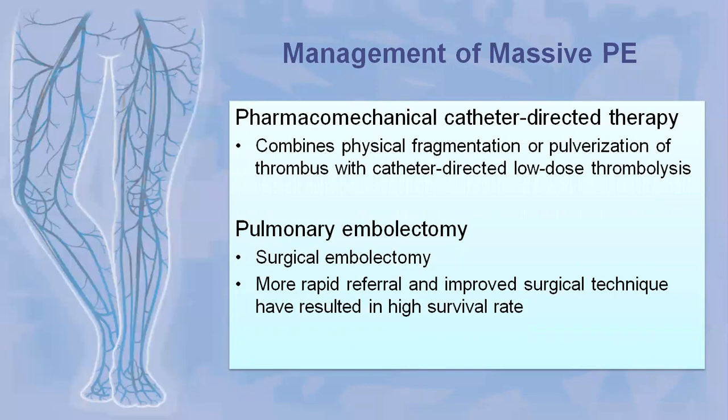Pharmacomechanical catheter-directed therapy combines physical fragmentation or pulverization of thrombus with catheter-directed low-dose thrombolysis. And pulmonary embolectomy, the same as surgical, offers more rapid referral and improved surgical technique, which resulted in higher survival rates.